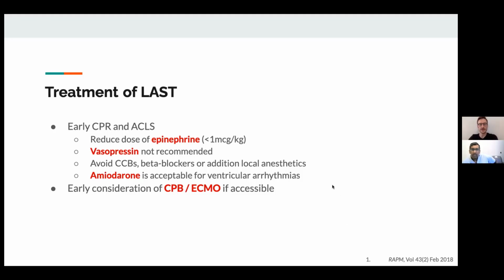We want to avoid any other channel blocking agents, so your calcium channel blockers, beta blockers, or additional local anesthetics are not going to be helpful. But amiodarone is acceptable for ventricular arrhythmia here, and you shouldn't hesitate to give that. And this is likely not an option for many of the audience here, but if you are in or nearby a center with cardiopulmonary bypass or ECMO capabilities, an early phone call to that team is also recommended here, because there have been some good saves with ECMO institution in serious LAST events that have had good outcomes. But that's going to be tough if you're in Revelstoke or something, I'm sure.